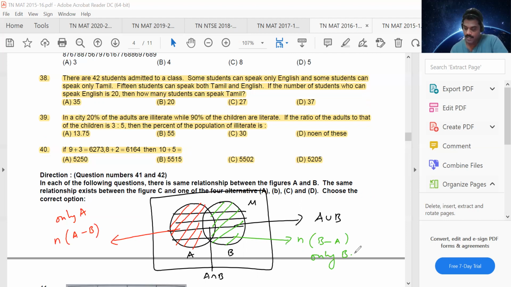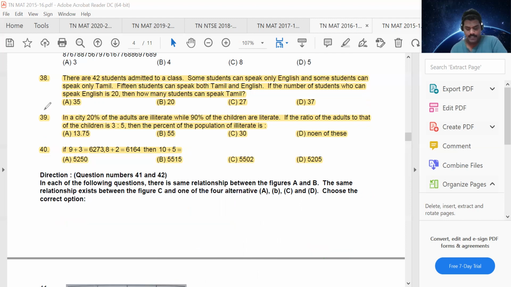Next, moving on to question number 39. In a city where 20% of adults are illiterate while 90% of the children are literate, the ratio of the adults to children and so on. Now first of all, what is the ratio of the population? The ratio of the population is the ratio of adults to children. So that is 3:5. Now what I will do is take this as 30, this as 50, and I will say that the population is 80 for convenience purpose.